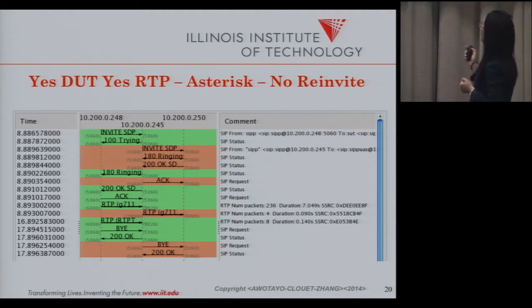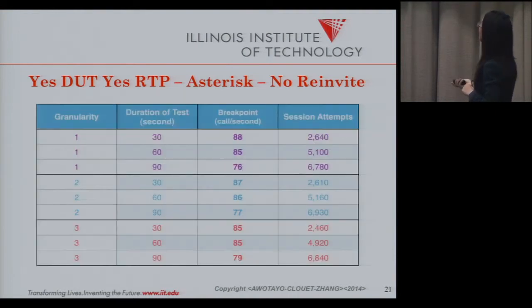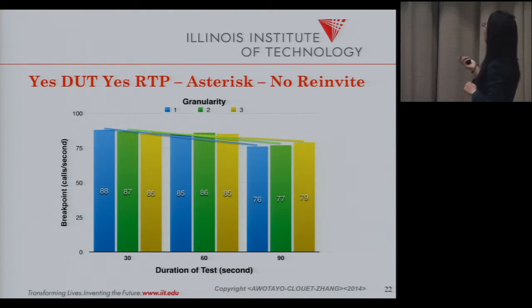Here is the trace for yes.esRTP, and the difference is that the proxy forwards handled RTP when we set the parameters in the file to like carry invite equals no. Here is the table to show the results. And this graph also describes the relation between the breakpoint and the duration of test.